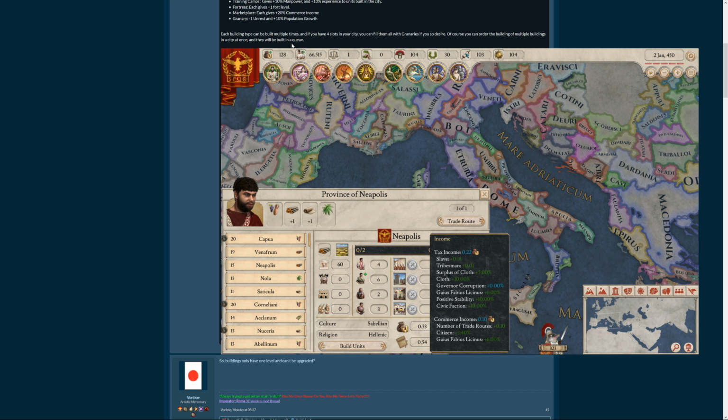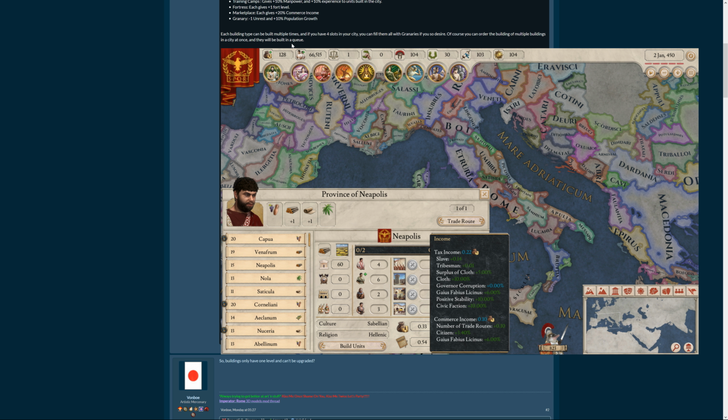So probably this is the base screenshot. Yeah, that would have been enough here. Let's see the province of Neapolis. You can see that slaves add income, tribesmen add some income. They have a surplus of cloth, which adds another percentage to the income. Then there is cloth, not only a surplus, but there is cloth. That gives 10% more, so we have 15% from cloth.